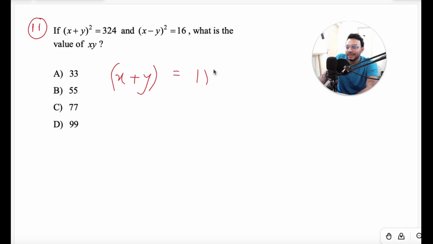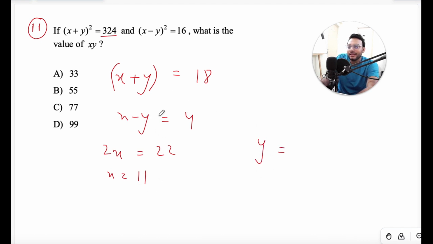x + y is basically 18, because 324 is the square of 18. x − y is basically 4, because 16 is the square of 4. So x + y and x − y, add them both: 2x is equal to 22, so x is equal to 11. If x is 11, in the second equation y is equal to 11 minus 4, which is 7. So xy is 11 times 7, or 77. Option C, that is the correct one. Okay, let's go ahead.